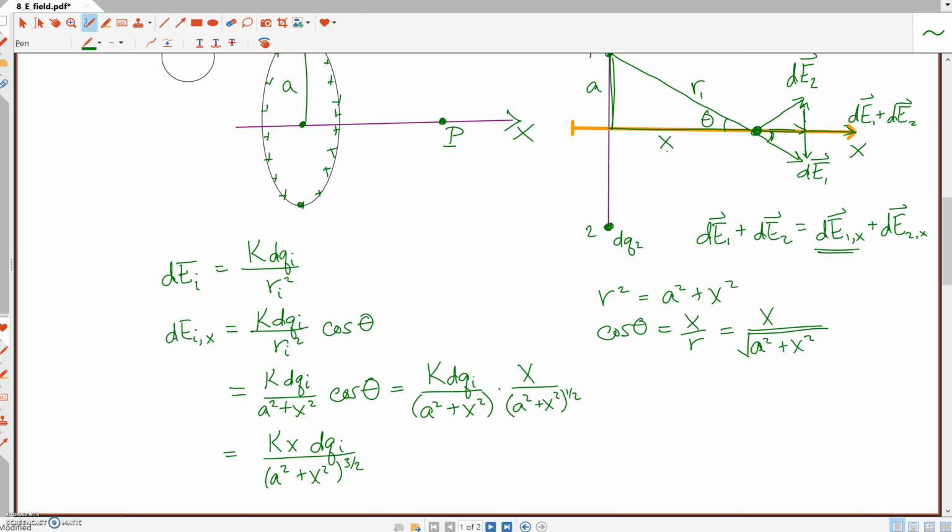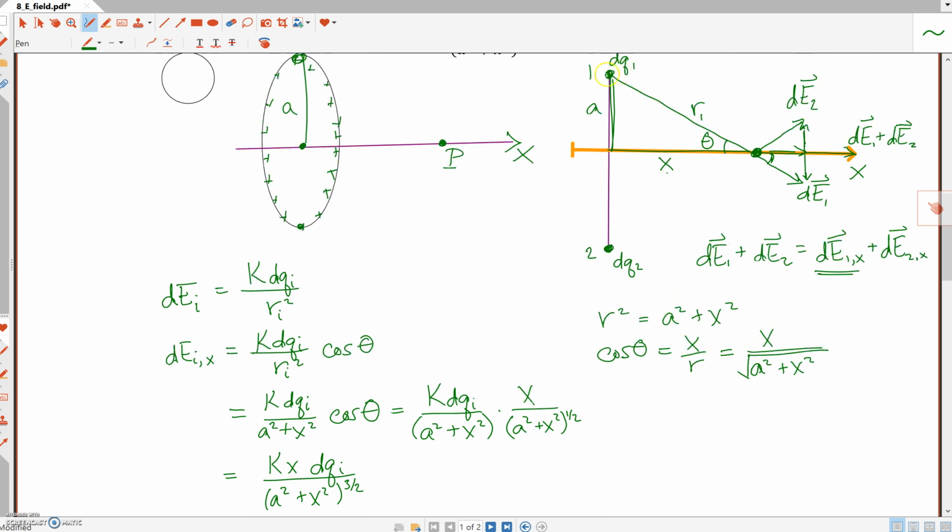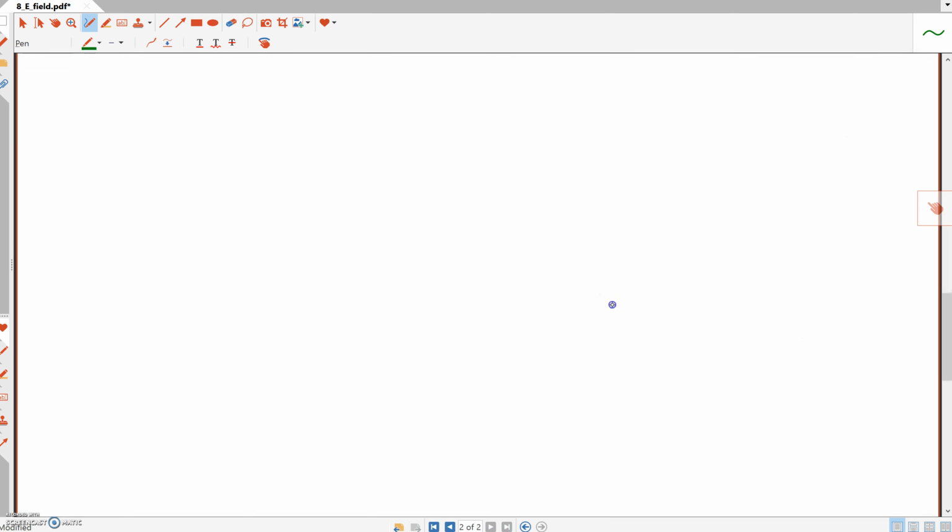Anyway, so here we have a nice simplified expression for the electric field due to a single little itty bit of charge on this ring. This is the electric field in the x direction only. We don't care about the y direction, so this is the x component of the electric field due to a single charge. Now I'm basically ready to do some calculus. I'm ready to take an integral.